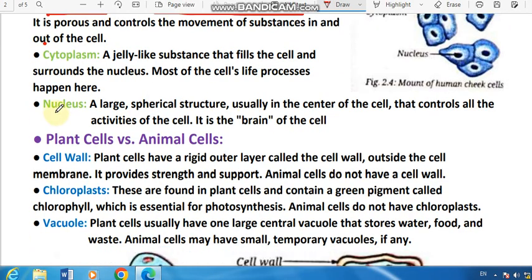Third, nucleus. A large spherical structure usually in the center of the cell that controls all the activities of the cell. It is the brain of the cell.